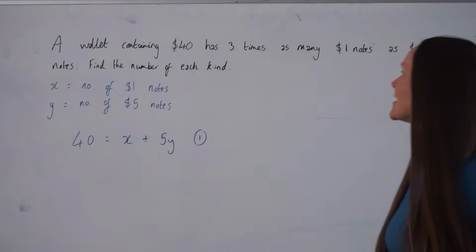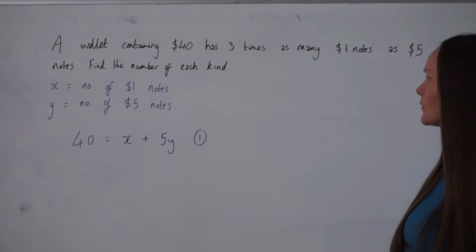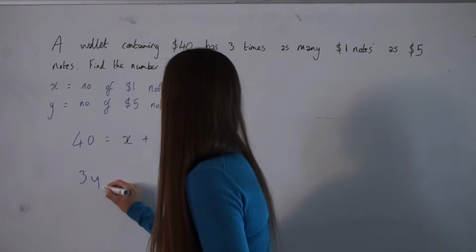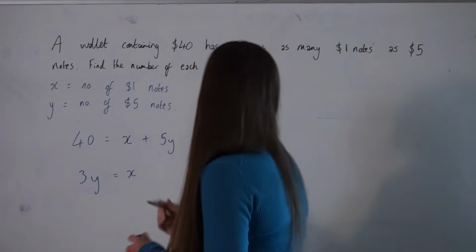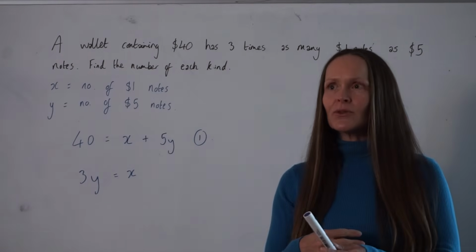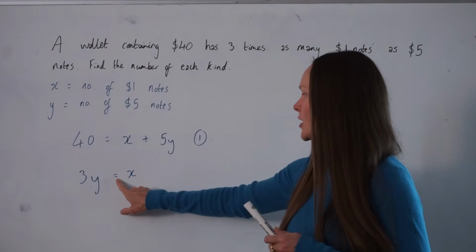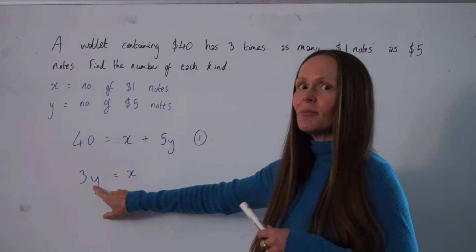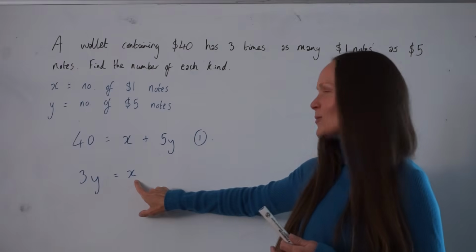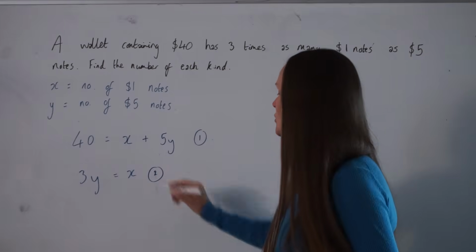So for our second equation, it says that there are 3 times as many $1 notes as $5 notes. So you would need to write down that 3y is equal to x. Because there are 3 times as many $1 notes as $5 notes, you know that there are more $1 notes. So for these to equal each other, you would have to multiply the number of $5 notes by 3 so that it equals x. I hope that makes sense. I know these ones can be quite confusing. So this is equation number 2.